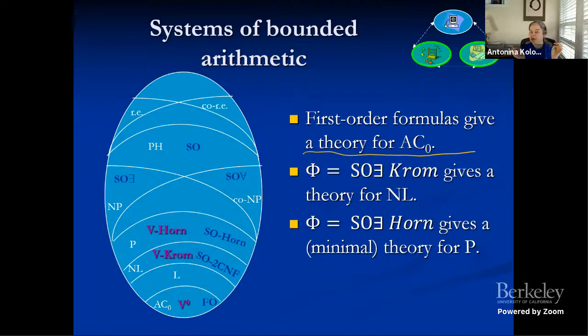And starting from the theory for AC0, you could get theories for all sorts of classes within polynomial time. And how do you get a theory for AC0? Well, remember that Barrington, Immerman, and Straubing told us that first order logic, if you have arithmetic in your language, and well, you have arithmetic in your language, captures the log time uniform AC0. So just define our class of formulas to be formulas with no second order quantifiers. And using a beautiful characterization by Erich Grädel, we get a theory for non-deterministic log space and a theory for polynomial time from second order existential 2CNF formulas and second order existential Horn formulas, respectively.